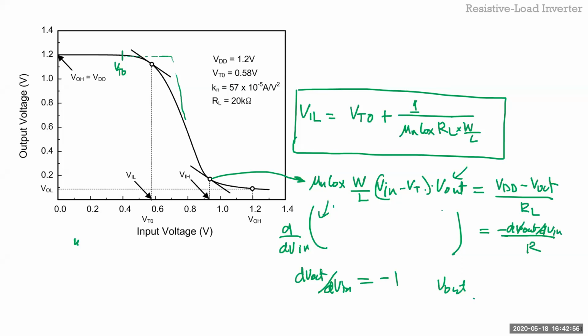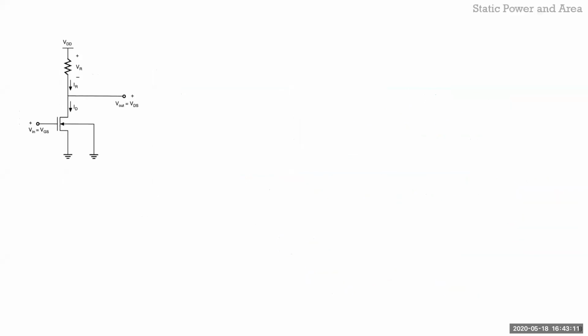Any questions so far on how we calculated the four noise margin terms? Basically, V_OH, V_IH, V_IL, and V_OL. Any questions so far? No questions. Okay. All right.